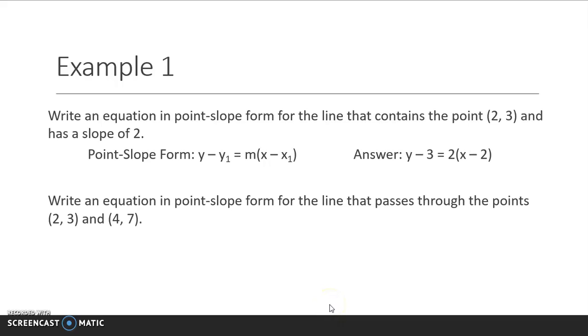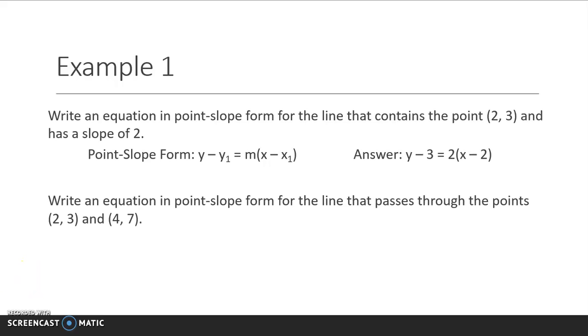Point-slope form says y minus y1, and the y1 is the y value of this point. So I'm going to replace that with the 3. And then it equals m, which is the slope, so the slope was 2, times x minus x1, the x value of the point. So this became a 2. So my answer is y minus 3 equals 2 times x minus 2.